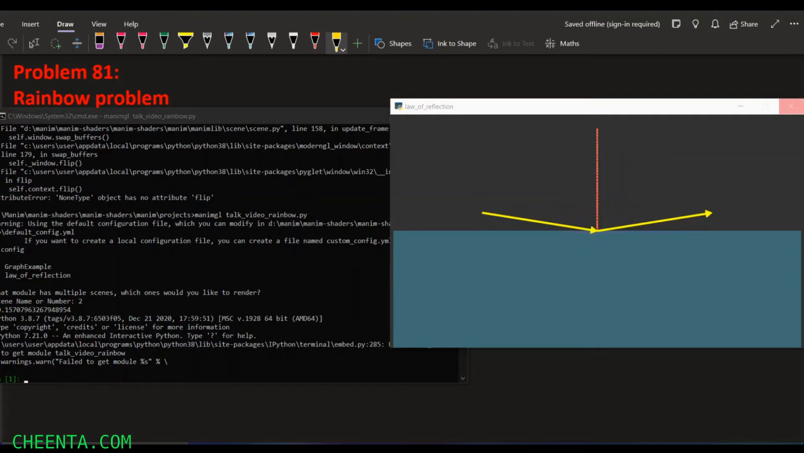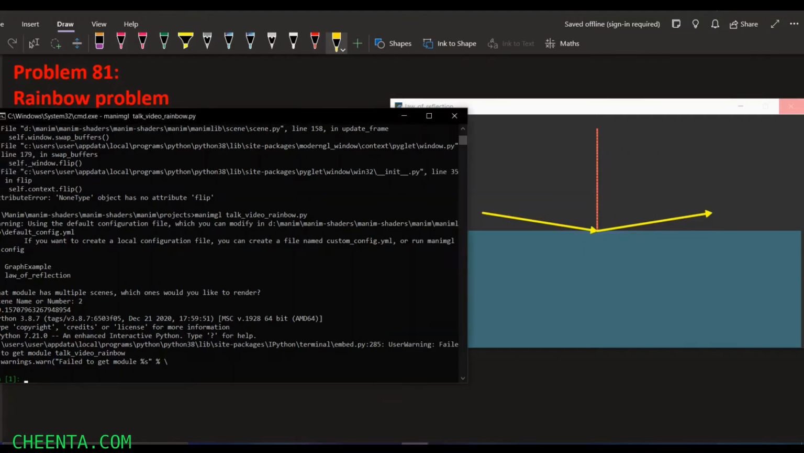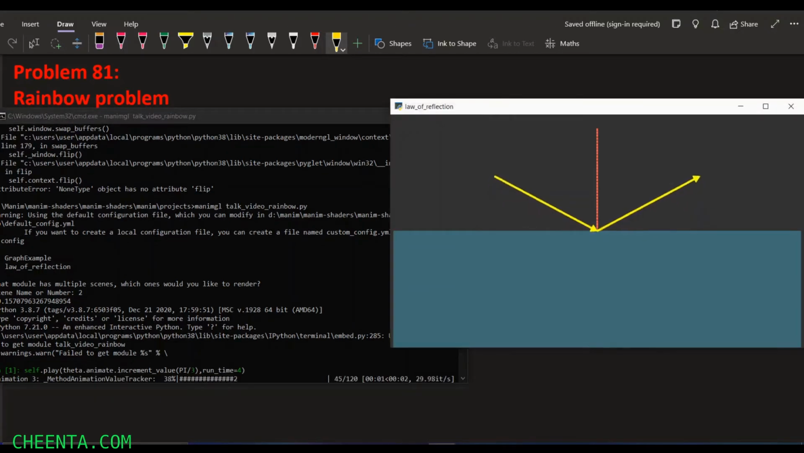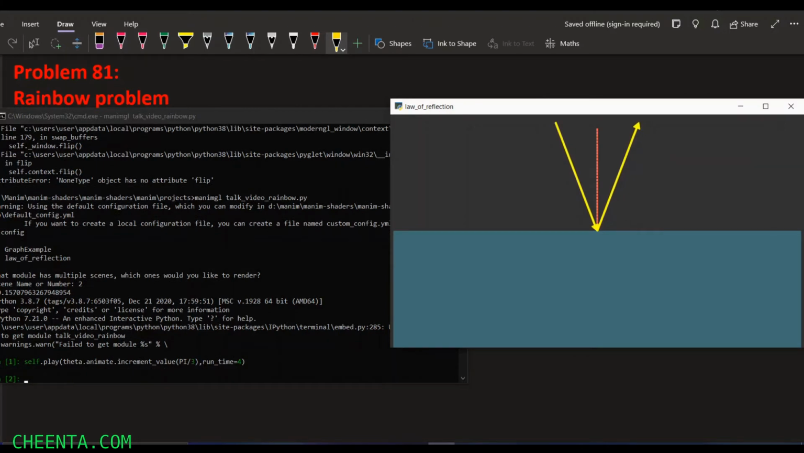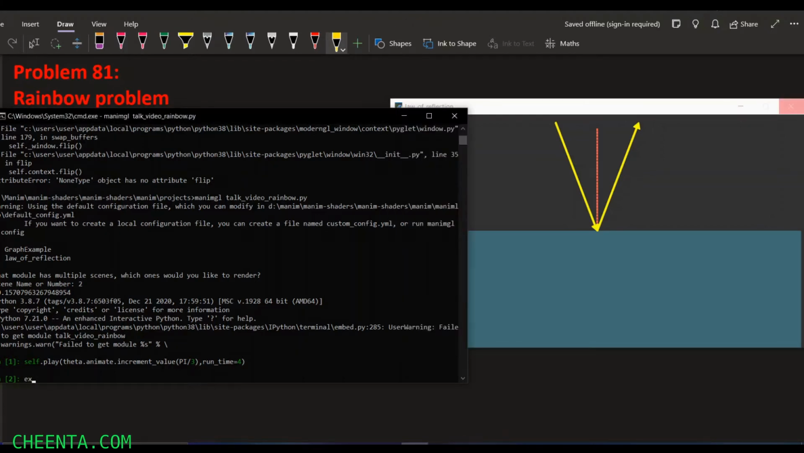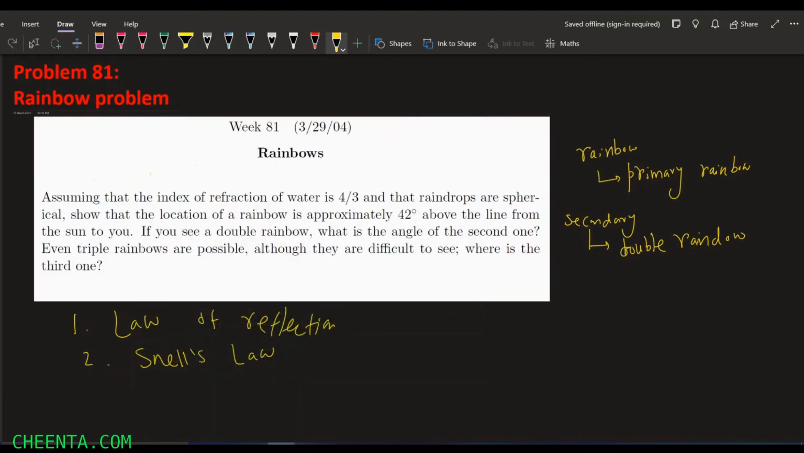So let me show you a little animation for that. As you can see, I am varying the incident ray and incident angle, and the reflected angle also varies with it. So this is the law of reflection. I hope you have understood it.